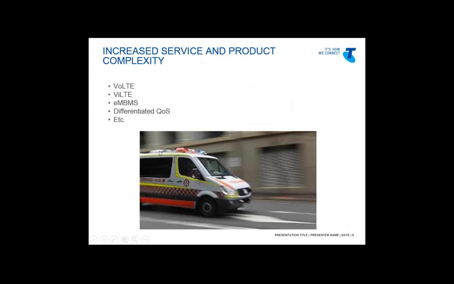So the final nail in the coffin for network complexity and capacity processes is the increased complexity of products that we're introducing into our network. These products are things like VoLTE, voice over LTE, and ViLTE, so-called video over LTE, eMBMS, so LTE broadcast, or any form of differentiated QoS, where you try and give one group of users a differentiated level of performance as compared to a different group of users.